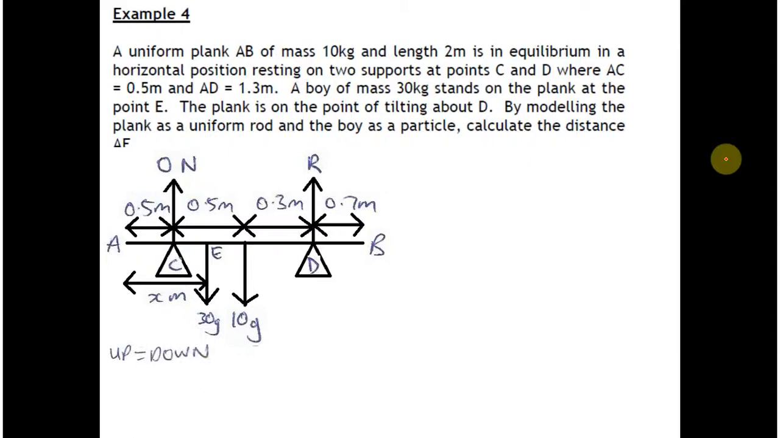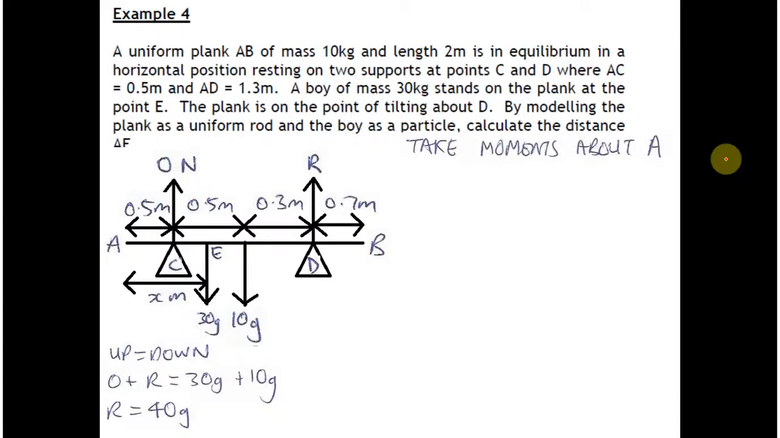So it works out similarly to our last question. We'll start with up equals down to find the R. So 0 plus R equals 30g plus 10g, giving us R equals 40g. We take moments about A, so we can quickly get at the x meters. So force and moment. A force of 0 newtons will give us 0 newton meters.